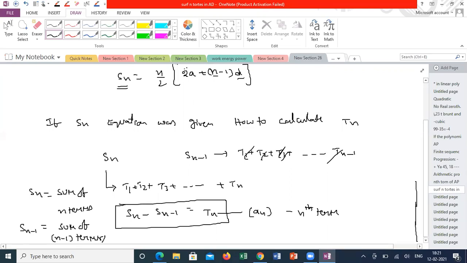Clear? How do we calculate the middle term of a sequence? Suppose I don't know the last term. How do we calculate the middle term of the sequence if I am giving the n terms? Guys, clear? Shall I go to the last one?